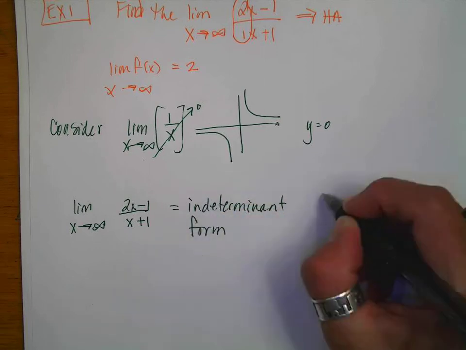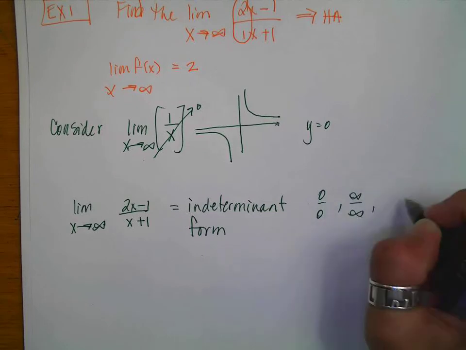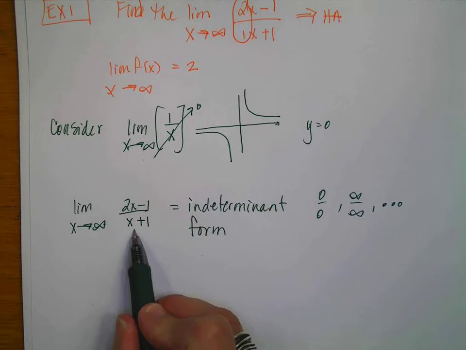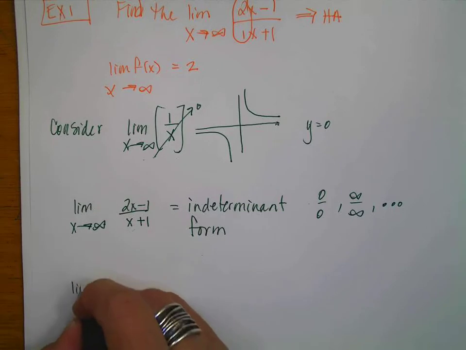And remember that the indeterminate form could be 0 divided by 0, infinity divided by infinity, or a combination of those. So sometimes what we do is we try to manage a limit algebraically. So let me show you how that would work.